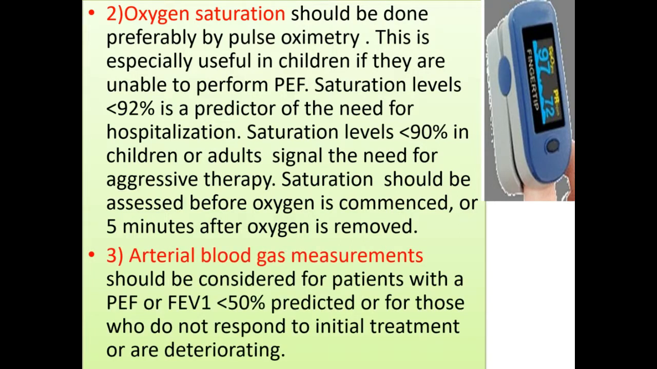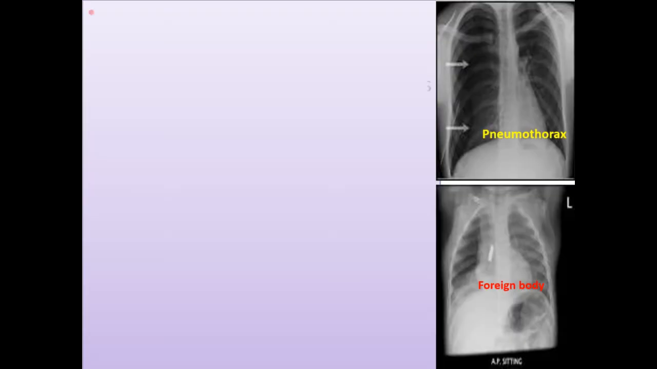3. Arterial blood gas measurements should be considered for patients with a PEF or FEV1 below 50% predicted, or for those who do not respond to initial treatment or are deteriorating.